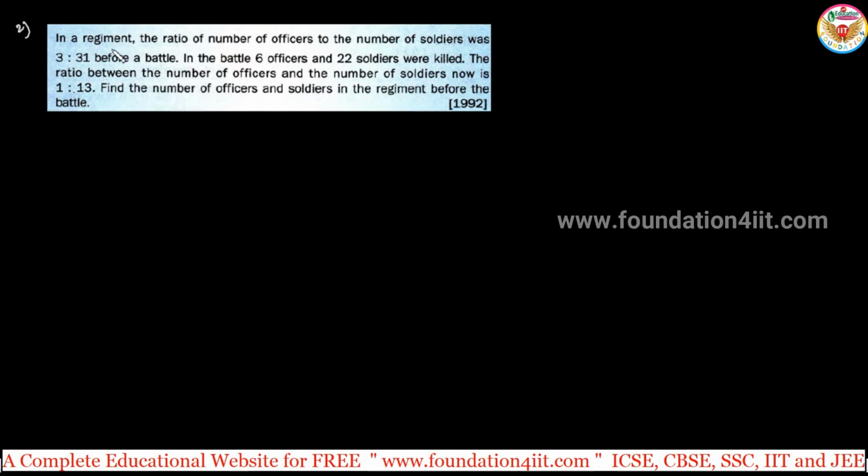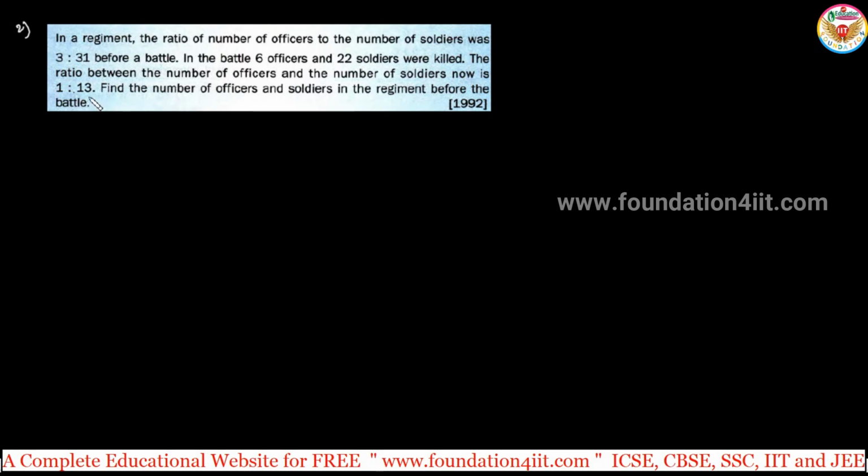In a regiment, the ratio of the number of officers to the number of soldiers was 3 is to 31 before the battle. In the battle, 6 officers and 22 soldiers were killed. The ratio between the number of officers and the number of soldiers now is 1 is to 13. So this is before the battle, and this is after the battle. Ratios are given. Find the number of officers and soldiers in the regiment before the battle.